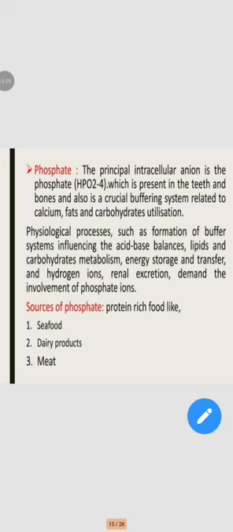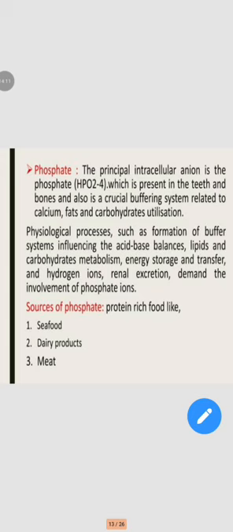Phosphate, the principal intracellular anion, HPO4 2-, is present in the teeth and bones and is a crucial buffering system related to calcium, fats, and carbohydrate utilization. Physiological processes such as formation of buffer systems, influencing acid-base balance, lipid and carbohydrate metabolism, energy storage and transfer, and hydrogen ion renal excretion demand the involvement of phosphate ions.